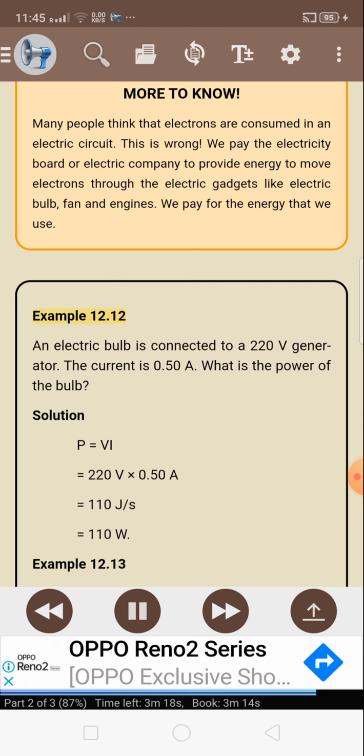Example 12.12. An electric bulb is connected to a 220 volts generator. The current is 0.50 A. What is the power of the bulb? Solution. P = VI = 220 volts × 0.50 A = 110 J/s = 110 W.